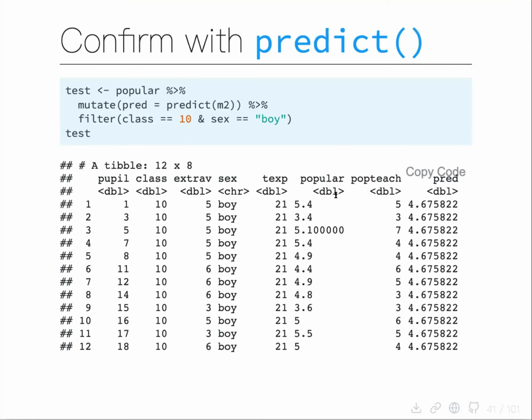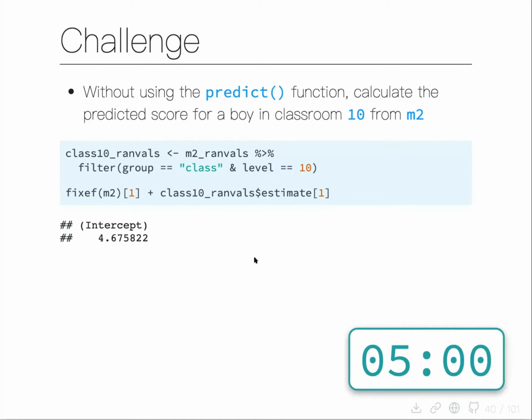So I can confirm with predict. This is one way to do it, there's many ways to do this. But as I mentioned before, predict will, by default, make predictions for all the rows of the data frame that you fit the model to. So what you can do very easily is take popular, the data set that you used to fit the model, and pass that to mutate and create a new column called pred, or whatever you want to call it, which is equal to the predictions from your model. That'll give you a prediction for every row in your data set. Then from there, you can just filter it to the values you want, so class equals 10 and sex equals boy. So we get 4.675822.